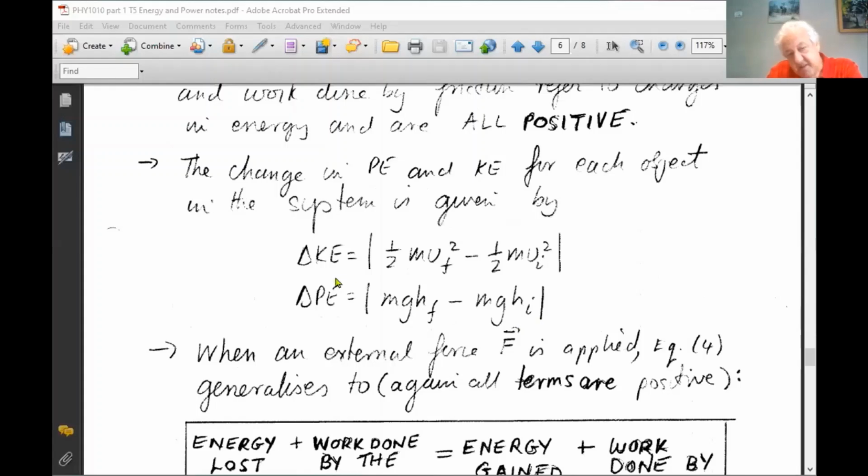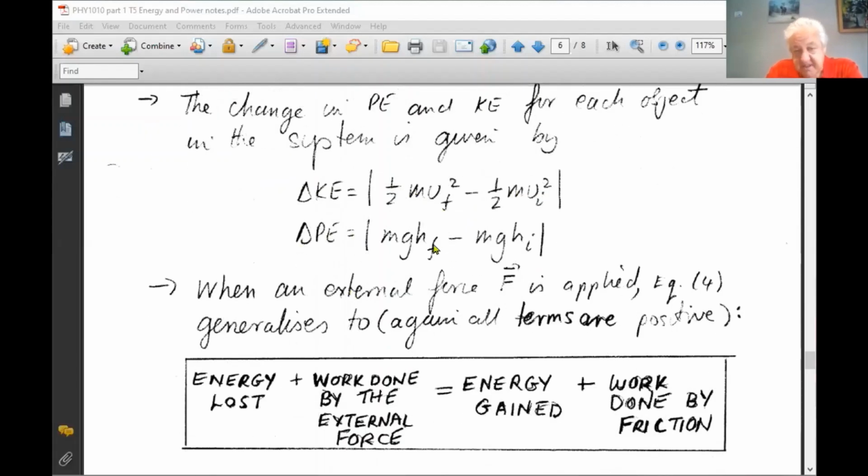In calculating for each object in the system, you calculate the change in kinetic energy by this formula. I put magnitude signs in because the final velocity may be less than the initial velocity. When kinetic energy is lost, the final velocity will be less than the initial velocity. If kinetic energy increases, then Vf will be bigger than Vi, so this will come out positive anyway. For potential energy, similarly, Hf may be less than Hi, so this will become negative, but I need to use the positive value.